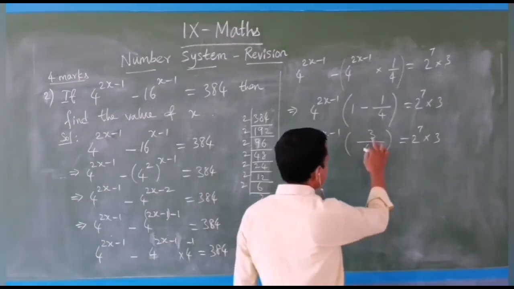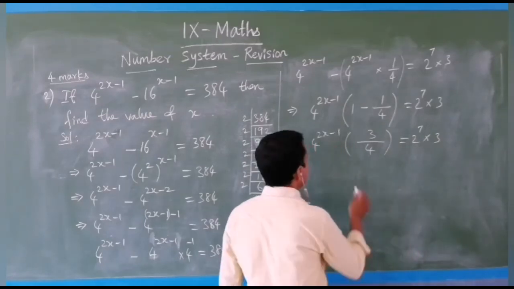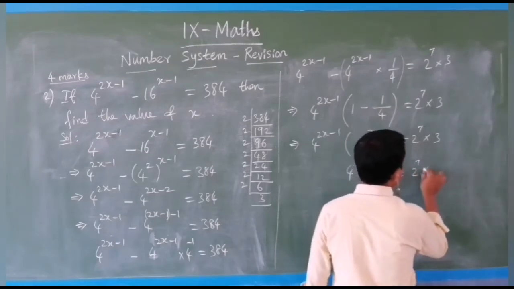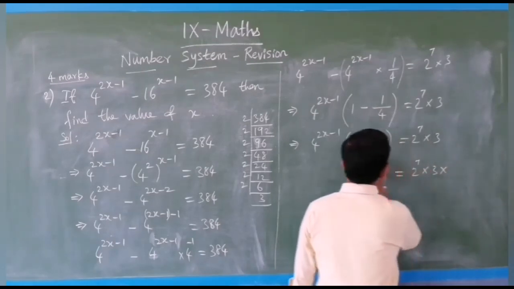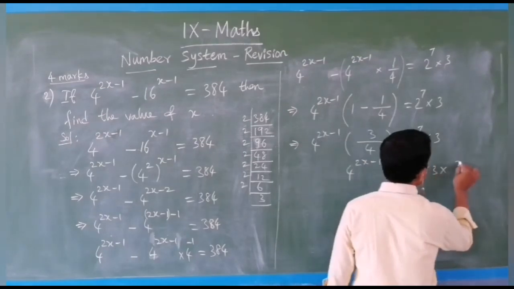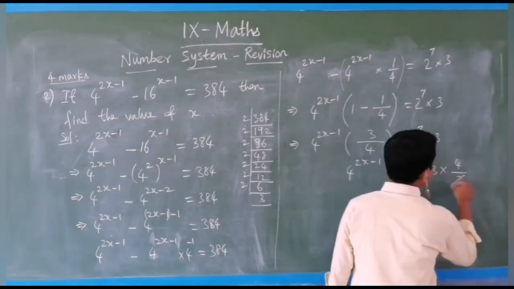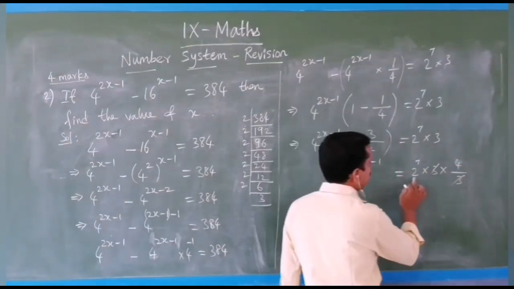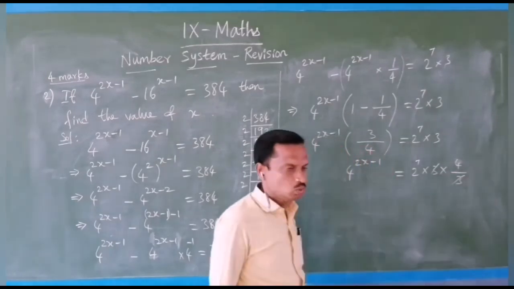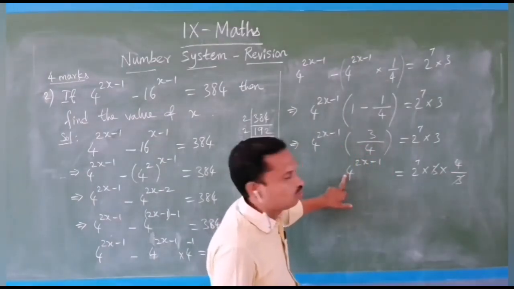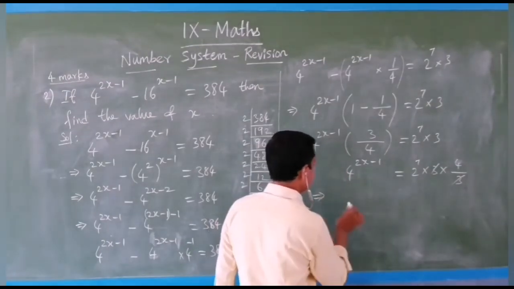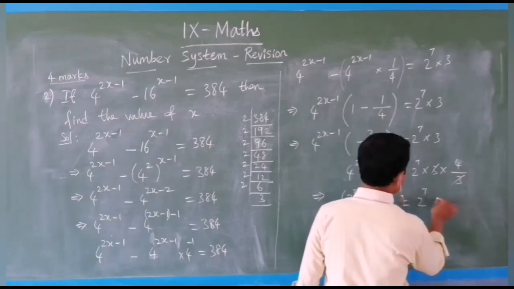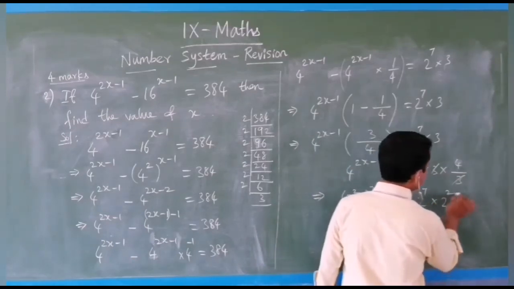Now here 4 power 2x minus 1. So now 3 by 4 I am transferring to the right side. So 4 power 2x minus 1 is equal to 2 power 7 into 3 into 3 by 4, which while transposing to the right side becomes 4 by 3. 3 gets cancelled and only 4 is there. And now here 2 and this 4 also we can change to 2. So I am trying to change this 4 as 2 square. So this implies 2 square whole power 2x minus 1 is equal to 2 power 7 into the 4, I am changing to 2 square.